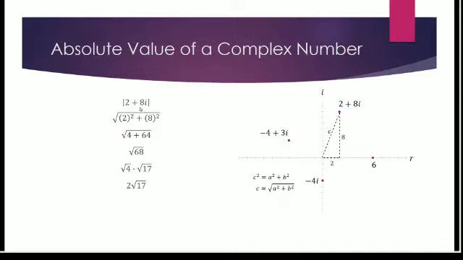a squared plus b squared, and then take the square root. That'll work for the ones on the axes, although why bother squaring them and taking the square root? You can just count however far they are away from 0.